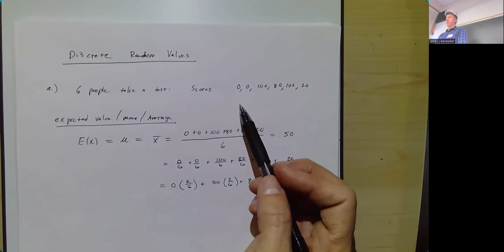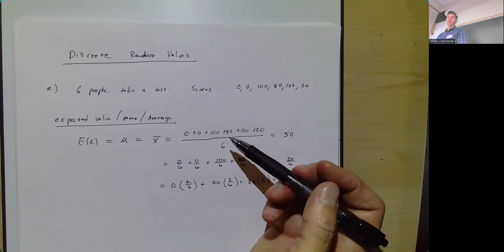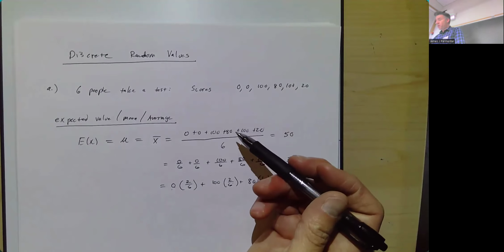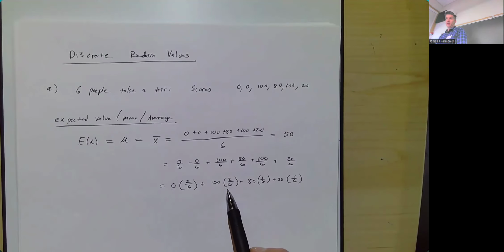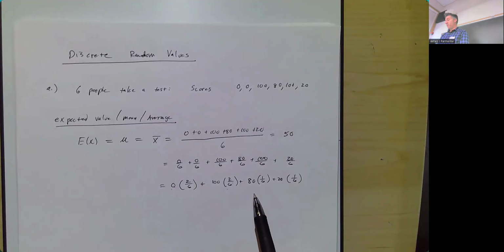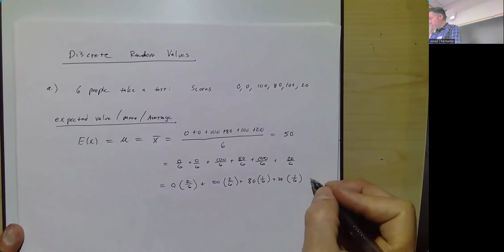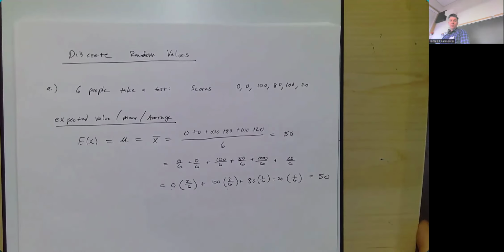The probability one of my students got a 0 was 2 out of 6, because 2 out of 6 of them got a 0. The probability of getting 100 was also 2 out of 6, because 2 out of 6 of them got 100. The probability of getting 80 was 1 out of 6. The probability of getting 20 was 1 out of 6. So you're just multiplying each value by its probability and adding up the results. It adds up to 50 in this case. So here we're saying the average score, or the expected value of the score, is 50.